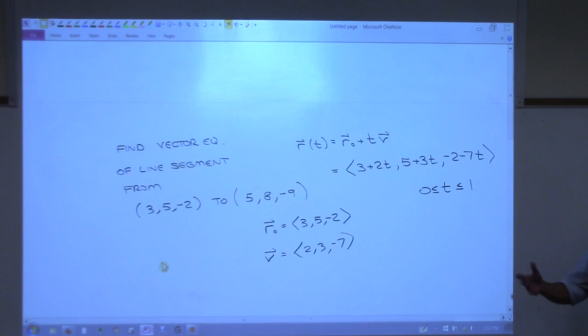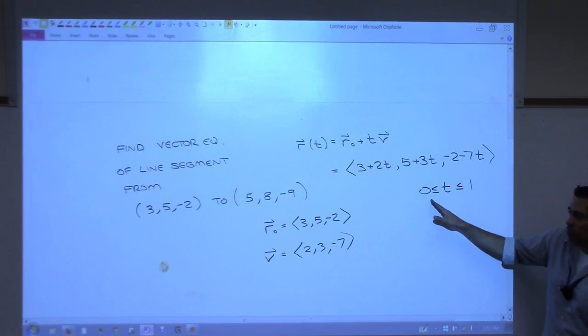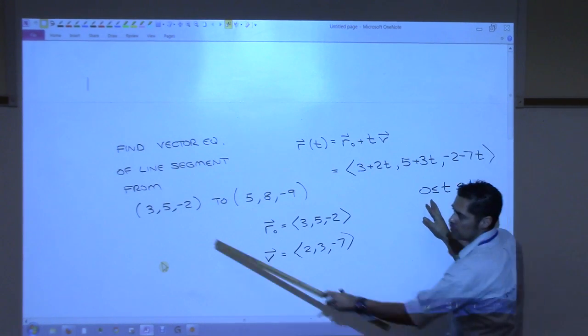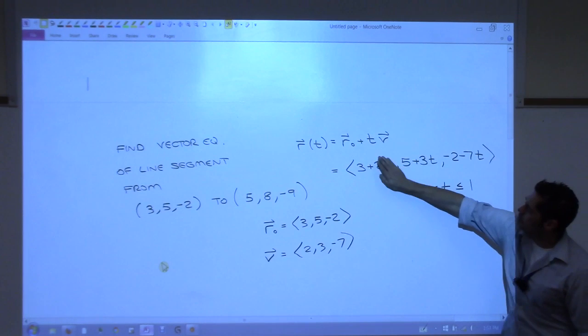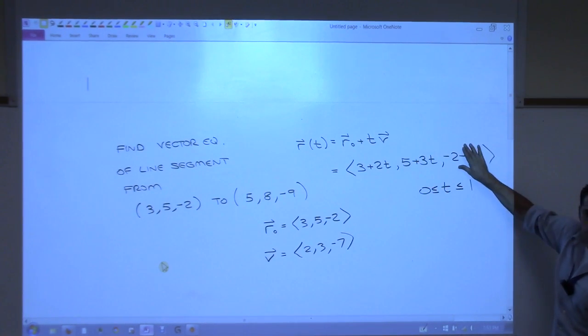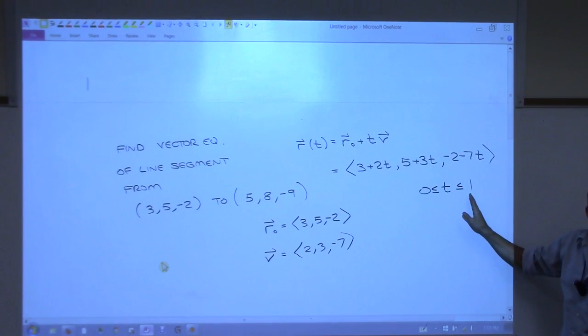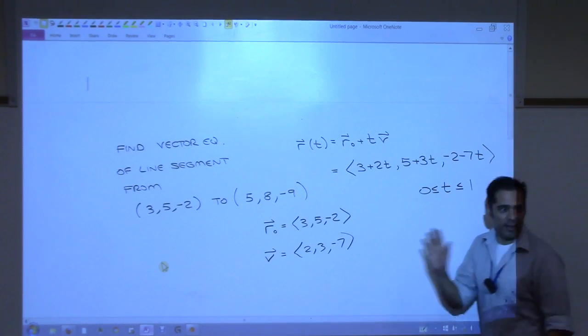Now, how could we quickly check this? Let t be 0. Where should we be if t is 0? Here, right? 3, 5, -2. Is that where we are? Okay, let t be 1. Is it always 0 to 1? Yes. It's always 0 to 1, as long as you set this up the way that I suggested.